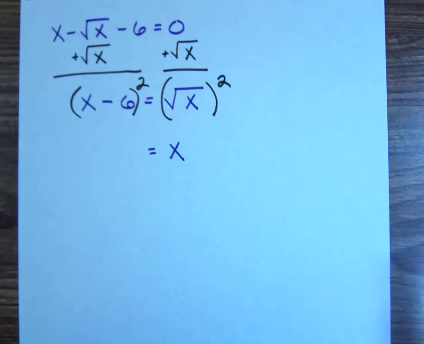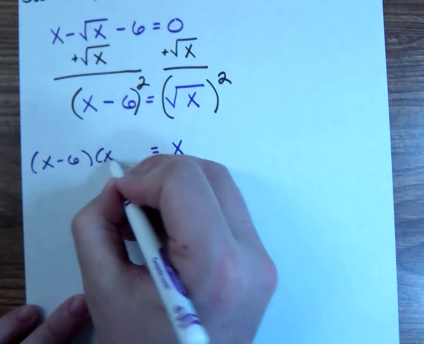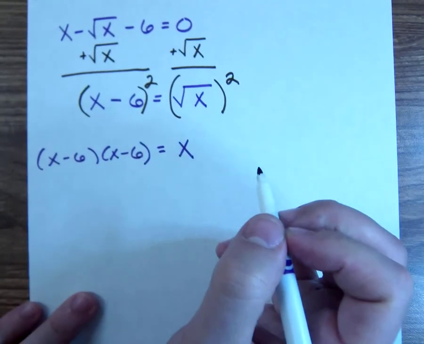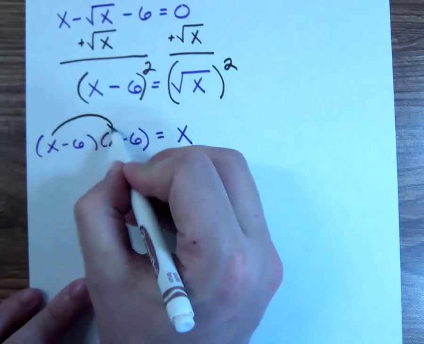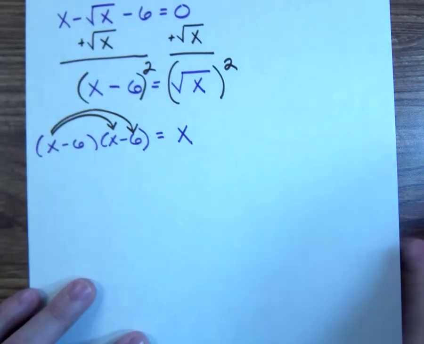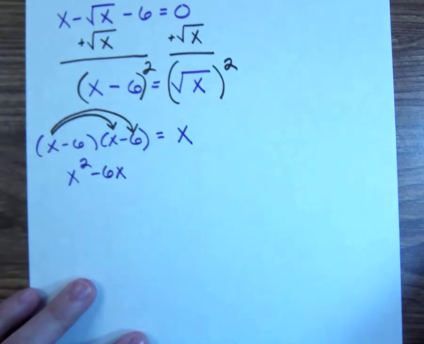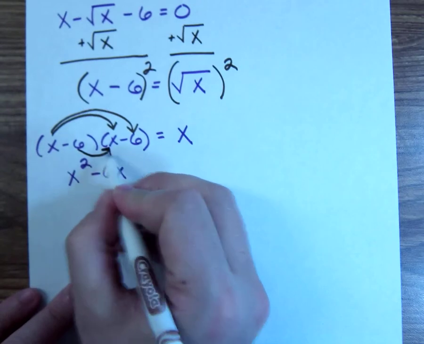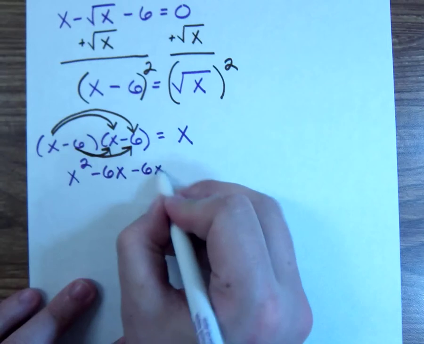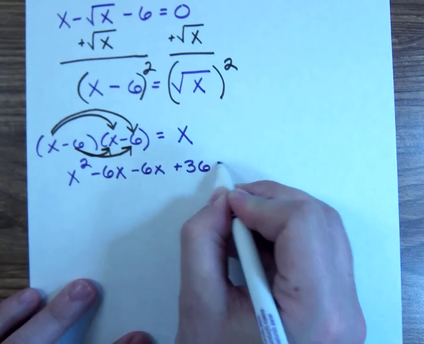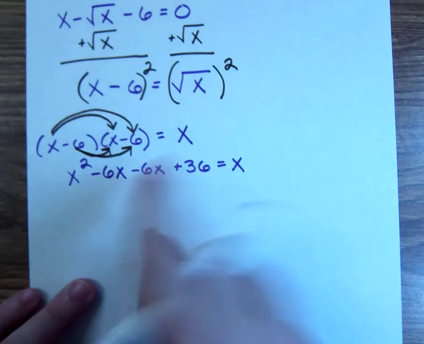X minus 6 squared is a distributive property problem. It's x minus 6 times x minus 6. So distributive property, x times x and x times negative 6. That's going to give me x squared minus 6x. And then negative 6 times x and negative 6 times negative 6. So minus 6x plus 36 equals x. And then we'll go ahead and combine the minus 6x's.